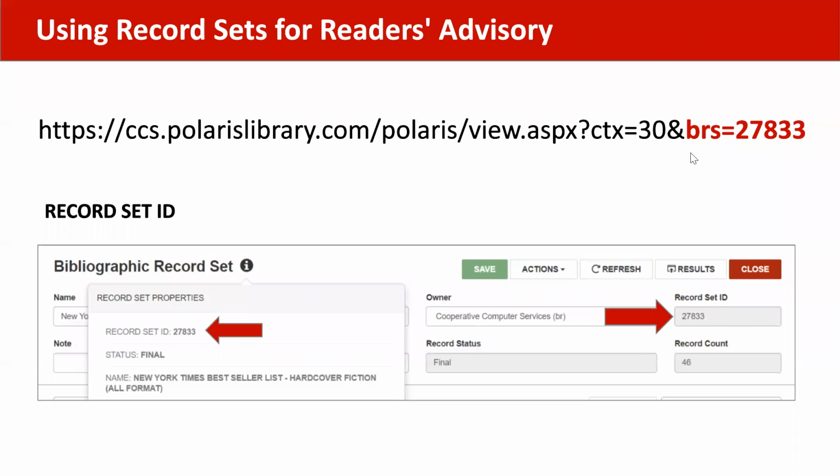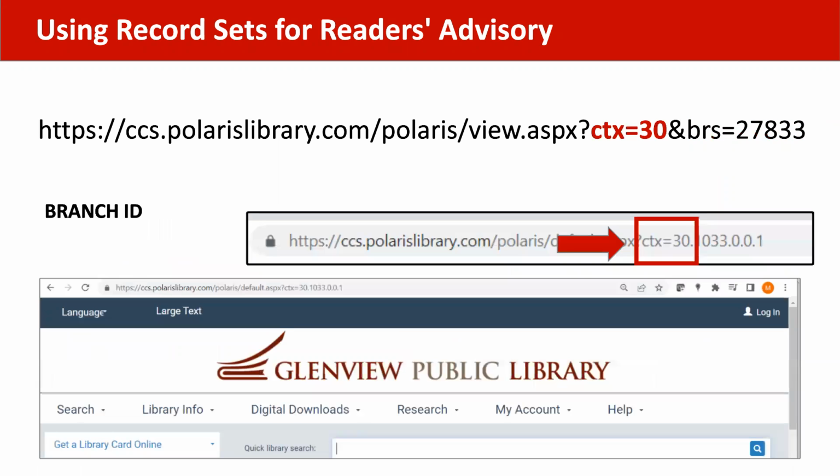In my example here, the record set ID number is 27833. So that's what you will enter after that equal sign. And that's how the link will know to pull results from that particular record set. The second element you want is your branch ID. This is the element where it says CTX equals. And after the equal sign, you will add your branch ID number.